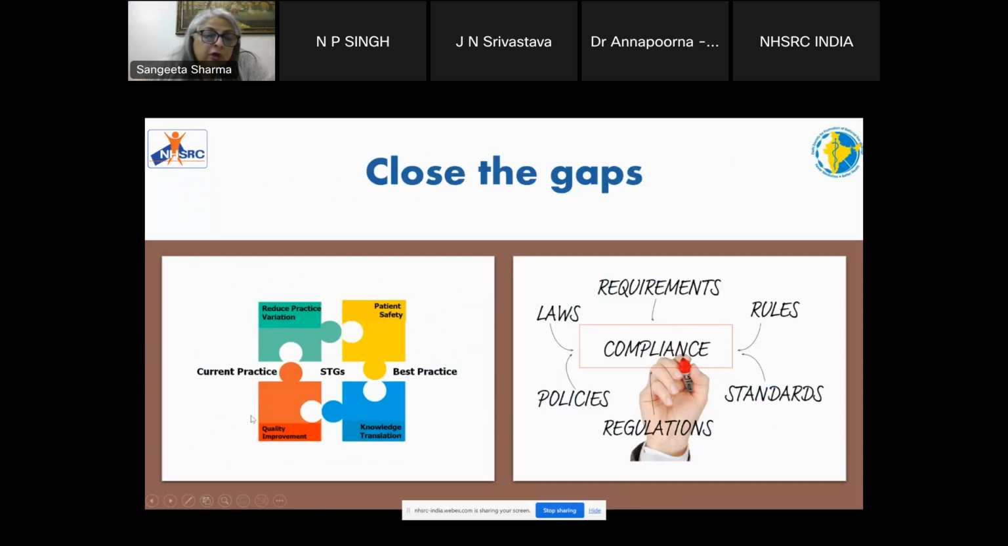Many of you are quality managers here. You are struggling to implement NQAS standards, to check whether the standard treatment guidelines are followed or not. Patient safety issues, of course, are there. So you can always plug these gaps with standard treatment guidelines, and it will help you ensure adhering to laws, requirements, rules, and standards as well. They are all very supportive.